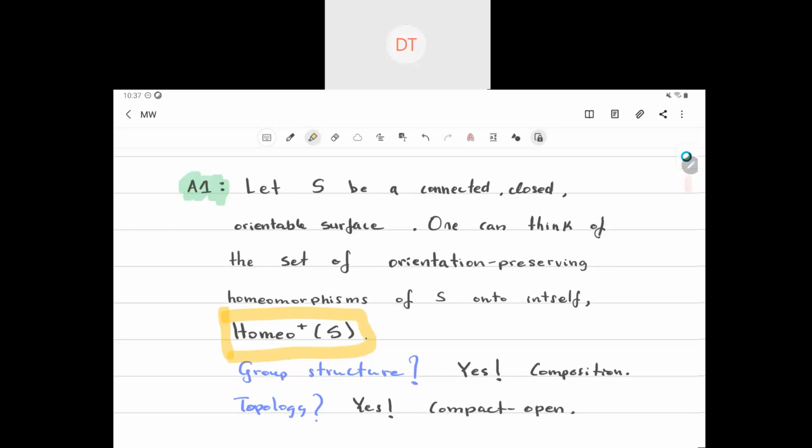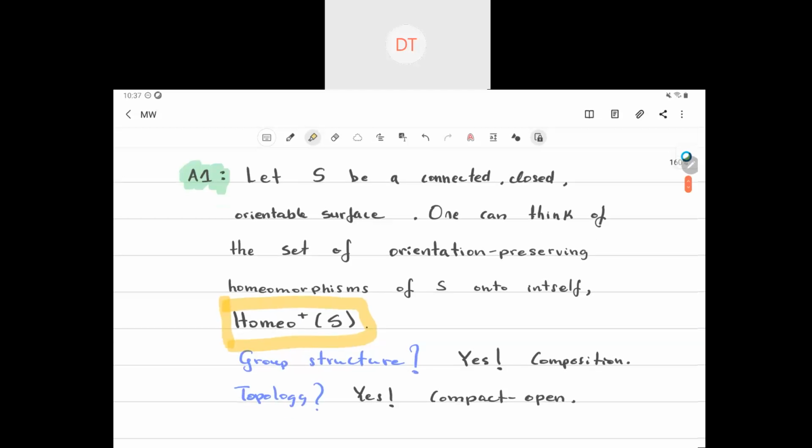All right. So what happens when I consider this set Homeo^+(S)? Does this have a group structure? Well, yes, of course. We have maps from S onto itself, and they're homeomorphisms, so we have composition. That's nice, so it has a group structure. Does it have a topology? Again, we're dealing with maps, so the natural choice is the compact-open topology. So again, yes. We're dealing with a topological group, Homeo(S).